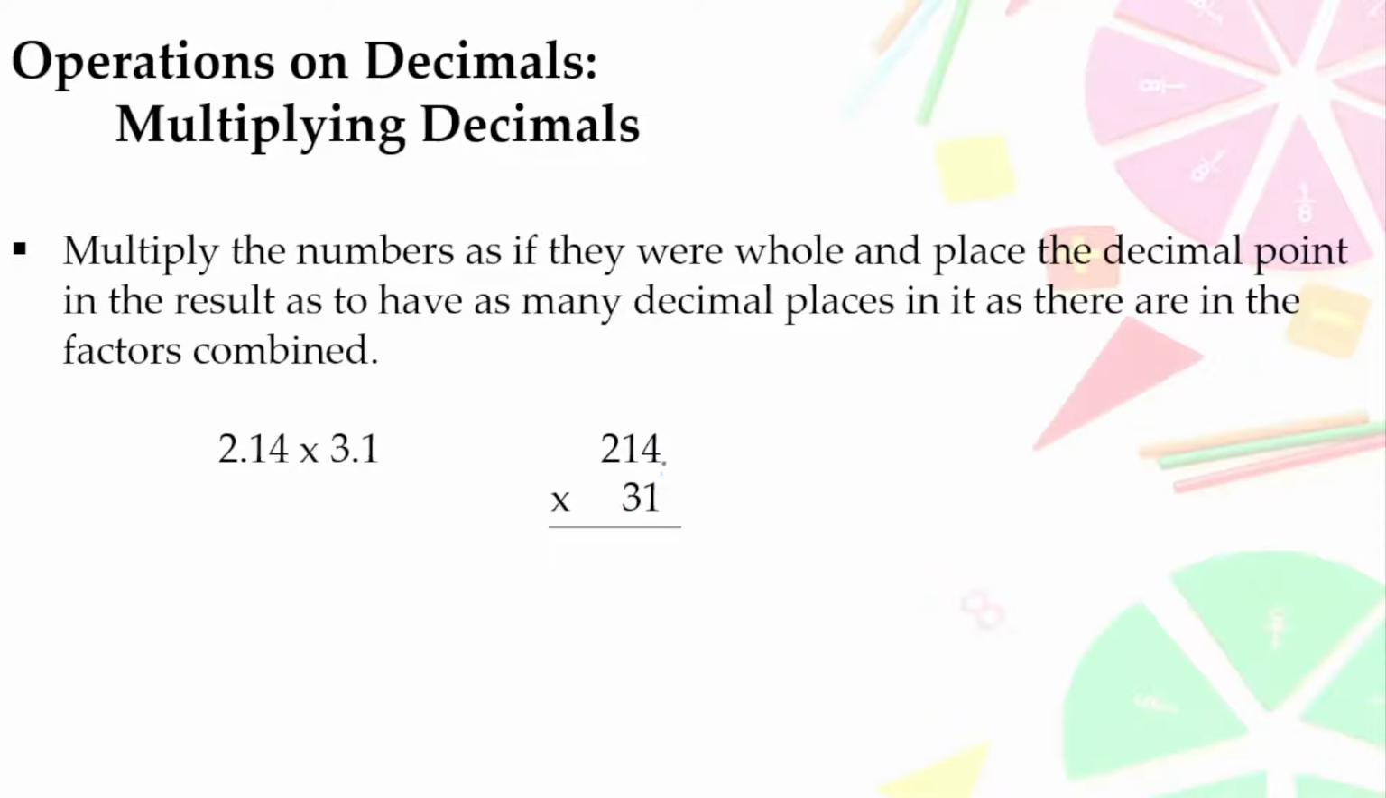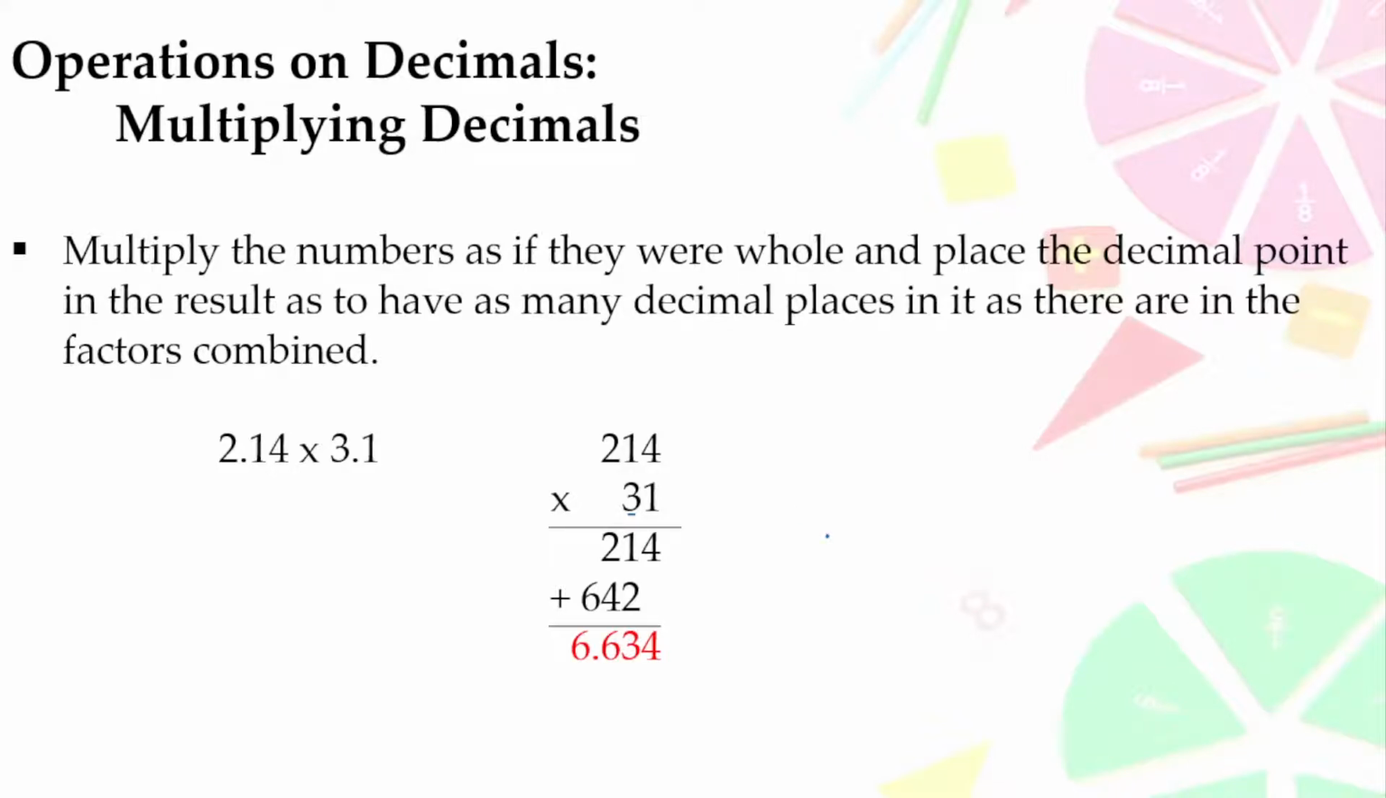Okay? So, 1 times 4, we will get 4. 1 times 1, we will get 1. And then 1 times 2, we will get 2. And then, of course, the second number is 3. 3 times 4, we will get 12. Carry 1. 3 times 1 is 3 plus 1 is 4. 3 times 2 is 6. Okay? So, after that, you will add.